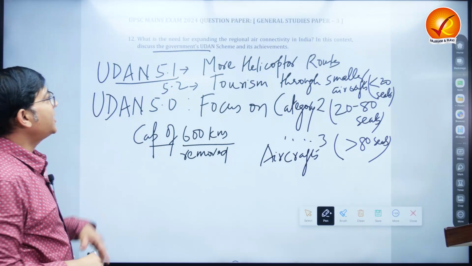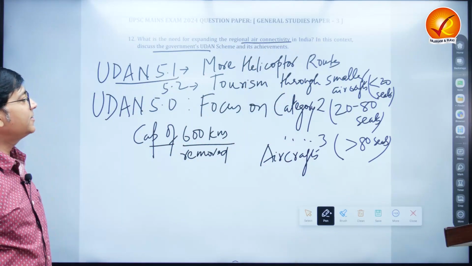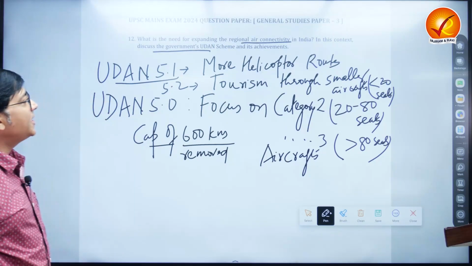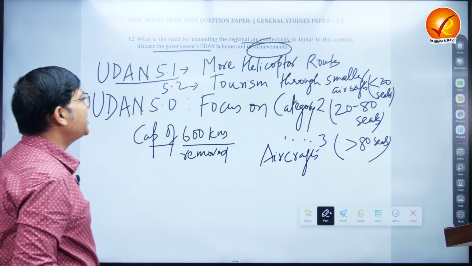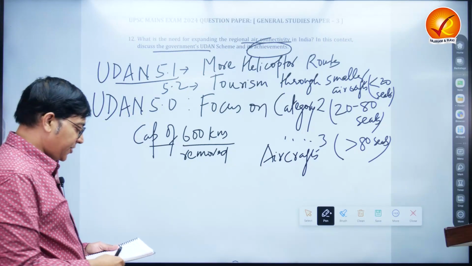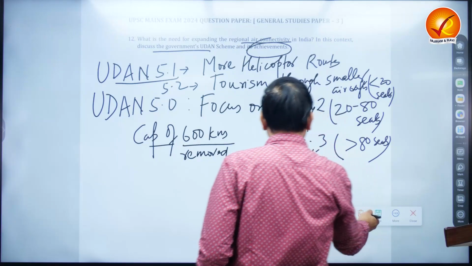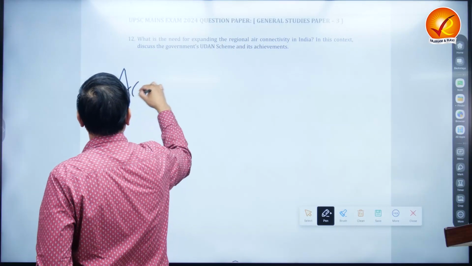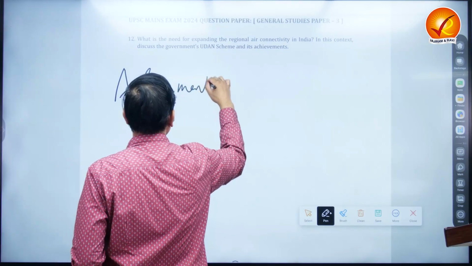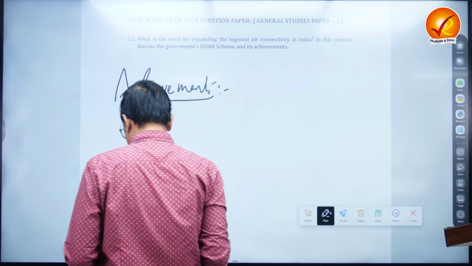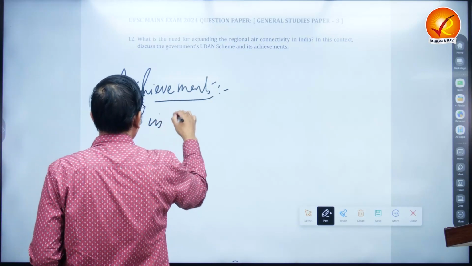And in this context means that in the context of regional air connectivity, how this is helping out. And then the final part was talking about its achievements. Somewhat similar to the features, but still you should be giving some figures if possible. So in case of achievements, you can write some examples like this. In achievements, you can write increase in number of airports.